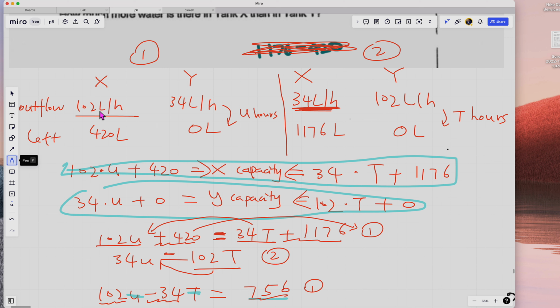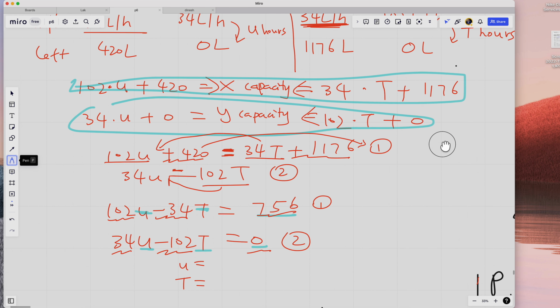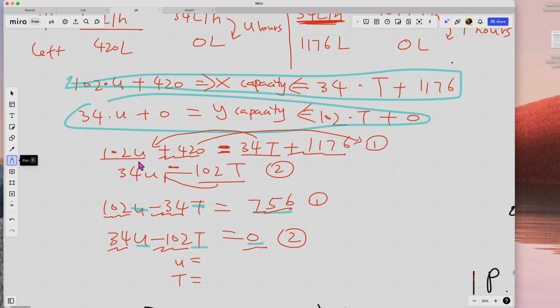So I'm supposed to see 102U plus this X capacity, 34T plus this 1176. Good. Then this is 34U plus 0 should be 102T equal to 0. Okay, so far so good. So 102U plus 420, then this is 34T plus, okay, good. So it's 1176 minus this 420, so this will be 756. Okay, sure, this is good.